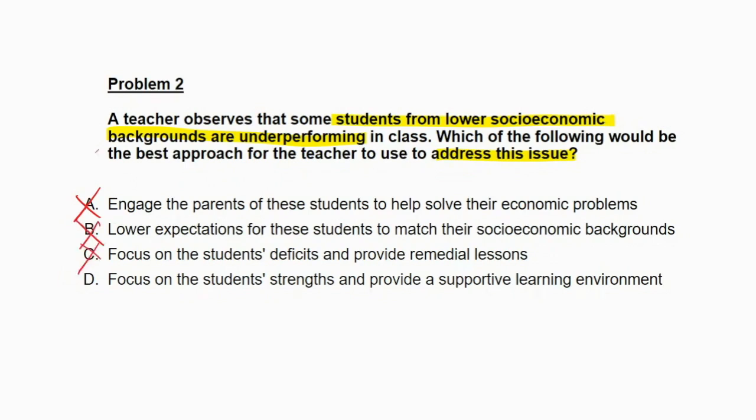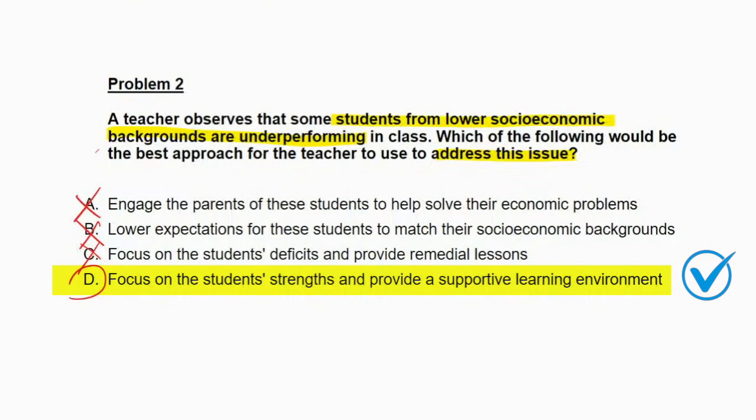Our best letter choice is letter D, focus on the students' strengths and provide a supportive learning environment. By choosing letter D, we avoid what's called deficit-based schooling, where educators focus on students' weaknesses or deficits that are often linked with their socioeconomic, cultural, or linguistic backgrounds. Instead, letter D's approach fosters a growth mindset in students and helps them realize their full academic potential.